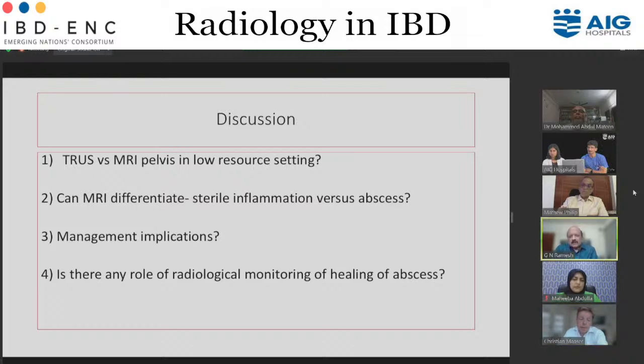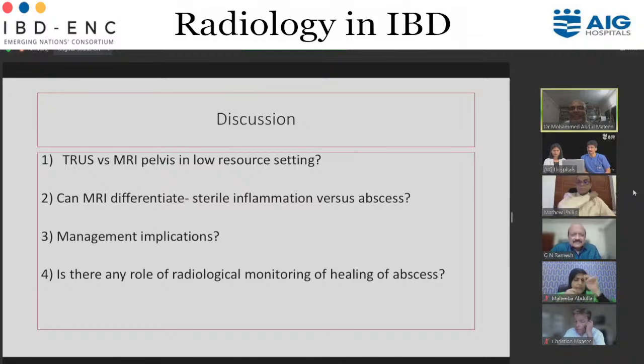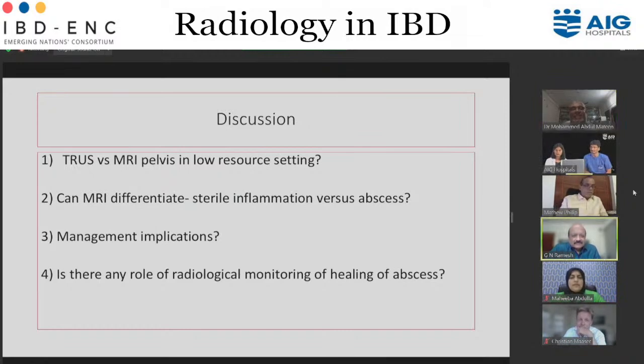And then to Dr. Mateen, can MRI differentiate sterile inflammation versus an abscess? How do you find MRI as an instrument in differentiating this? I'm sorry, I don't have any experience in MRI as such. Okay. Anyone else, sir? Yeah. So when you see a fluid collection associated with fistulous tracts in the perineal region, we know it's an abscess, but we cannot necessarily differentiate between a sterile collection versus an abscess on any imaging modality for that matter. So it's not possible.